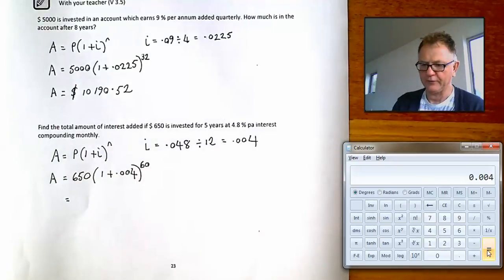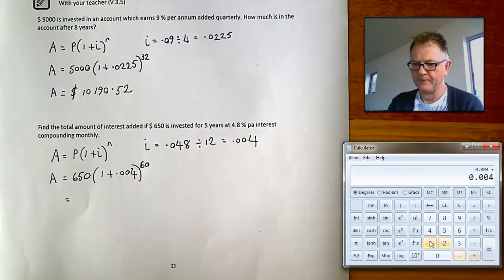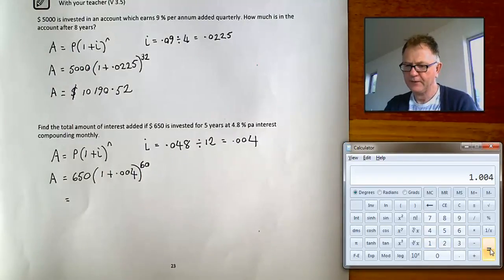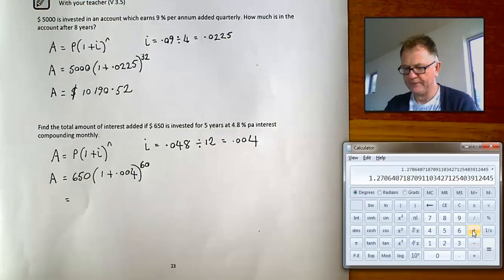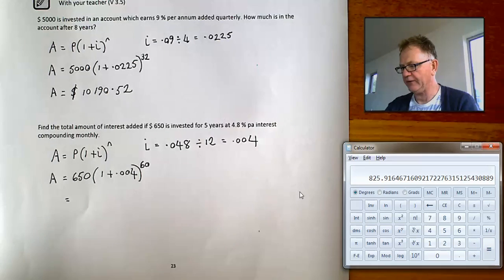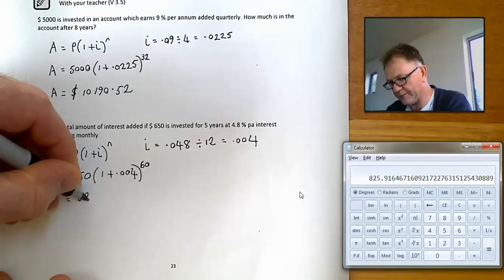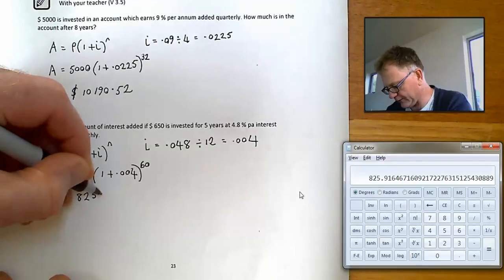So I will do that first. I've got 1.004 raised to the power 60, and I'll times that answer by 650. Round my answer off for dollars and cents. I've got $825.92.